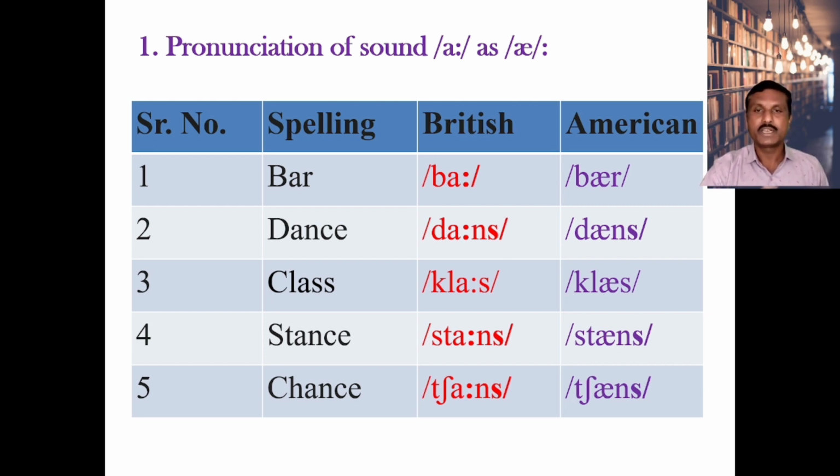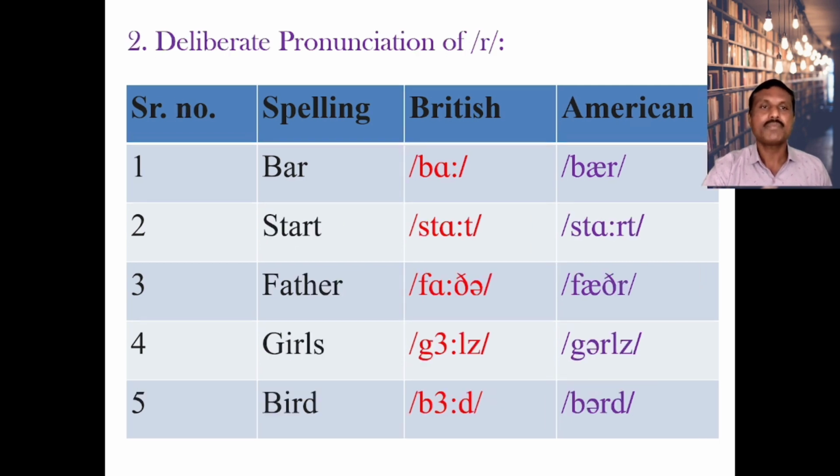The first word is bar, which in British English is pronounced one way, and in American English it is different. Then dance, class, stance, and chance, each differing between British and American. I think you have understood this difference of sounds, although it is not exactly the same, but it is similar to that.